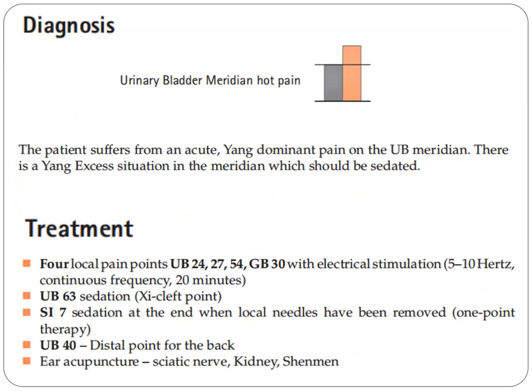Treatment: 4 local points, bladder 24, 27, 54, gallbladder 30 with electrical stimulation using 5 to 10 hertz, continuous frequency, 20 minutes. Urinary bladder 63 sedation, the xi cleft point, SI7 sedation at the end when local needles have been removed. So this is the 1-point therapy. Bladder 40, distal point for the back. For ear acupuncture, we used sciatic nerve, kidney, and Shenmen.